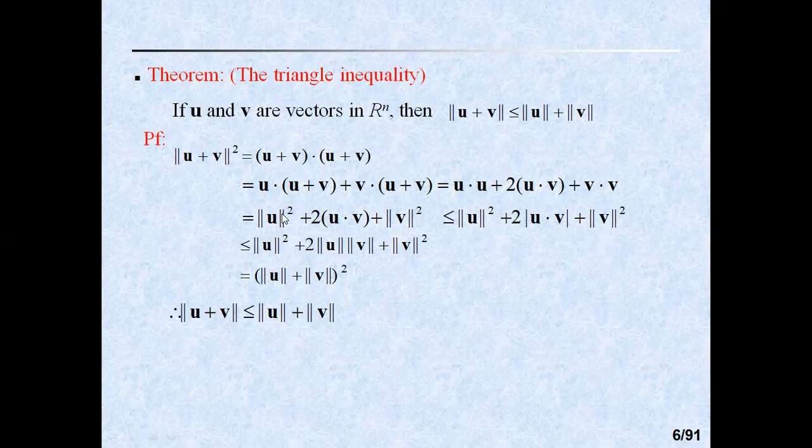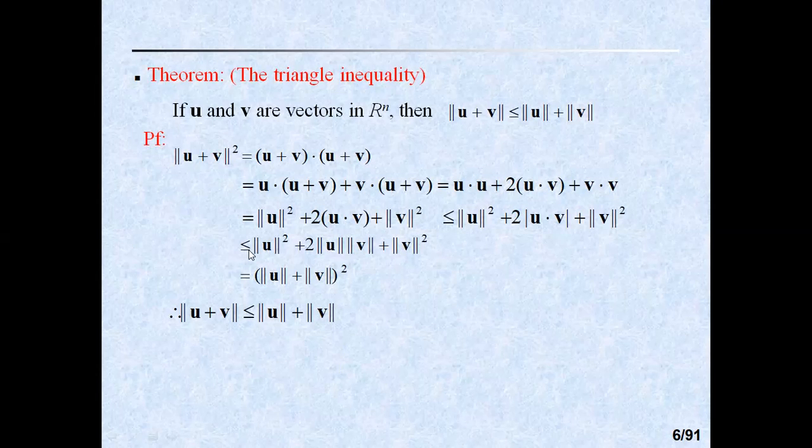U dot u is equal to norm u square, so we get norm u square plus 2 into u dot v plus norm v square, which is less than or equal to norm u square plus 2 into modulus of u dot v plus norm v whole square. Because here, for 2 into u dot v, we have to take the absolute value of u dot v.